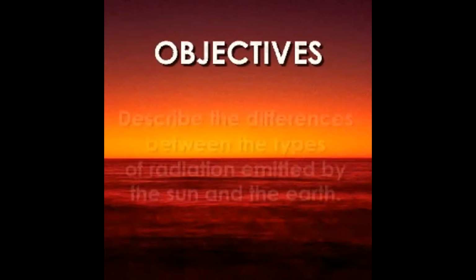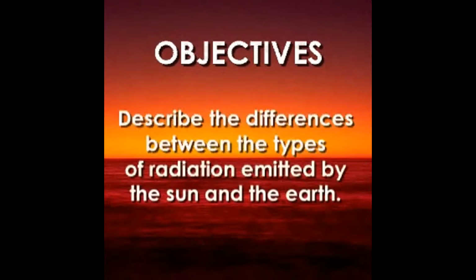The Sun and Earth both emit electromagnetic radiation. This movie will help you describe the differences between the types of radiation emitted by the Sun and the Earth.